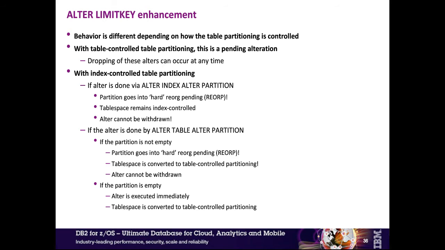And probably the easiest way to do it is to identify your partitioning index and do two alters within the same commit scope. Alter that index to be not clustering, and then alter that table back to be clustering, and that will convert your table space from being index controlled partitioned to table controlled partitioned, and it will do that without putting the object into a restricted state. Now let's turn to slide 37.